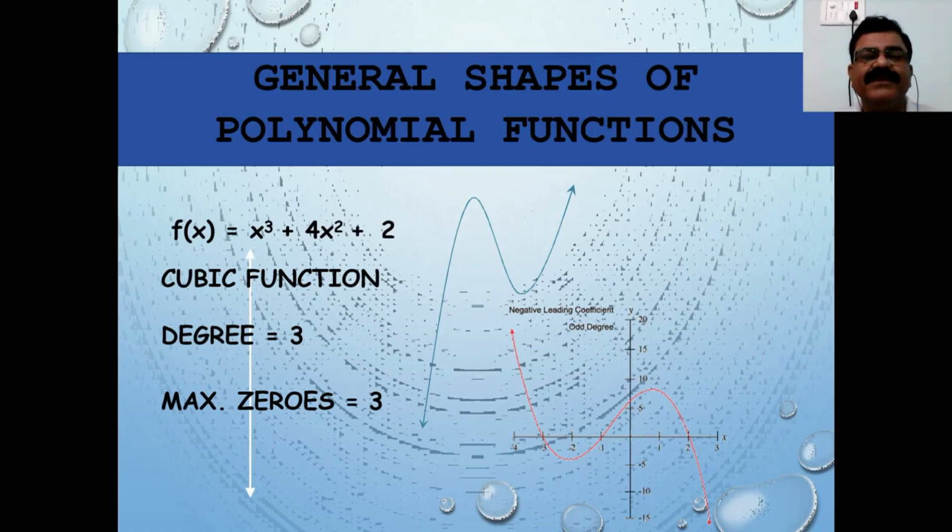The general form of a cubic polynomial function is f(x) = x³ + 4x² + 2. Its degree is 3, so the maximum number of zeros will be 3. You can see the drawn graph. The graph cuts the x-axis at most 3 points, so its maximum number of zeros will be 3.